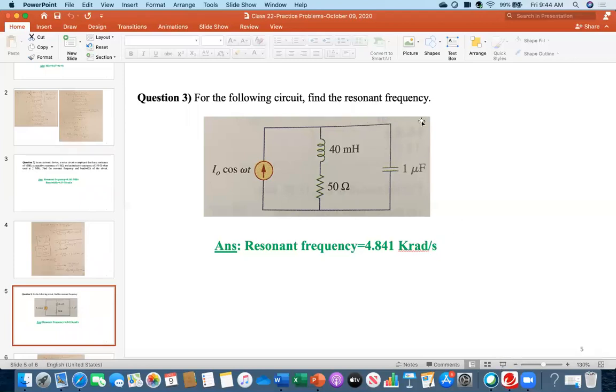For the following circuit, find the resonant frequency. And then I have written down the answer, 4.841 kiloradian per second. So please take a picture on your phone of this slide, and then keep trying, and I'm coming back to this slide again. Have you taken a picture of this one? Yes, sir. Okay, please keep trying and see the answer, and then I'm coming back.